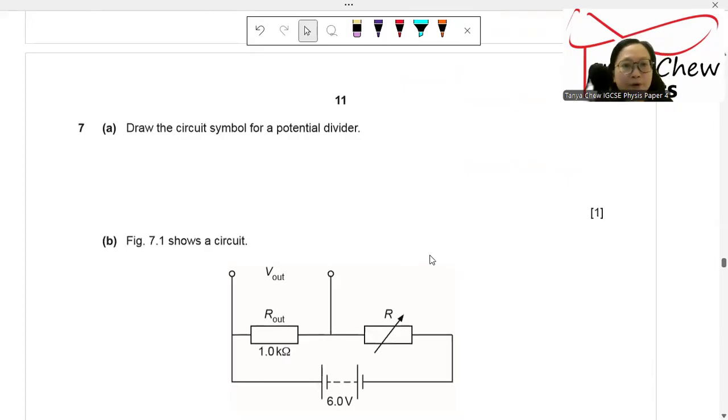Now, question number 8. Draw a circuit symbol for a potential divider. Now, you have to know that a potential divider is used to divide the voltages, right, to a certain ratio by using resistors connected in series. So the symbol of a potential divider, you can draw just one resistor, something like this. It is just like a variable resistor, but you put an arrow here because you want to alter the voltages or the PD. So this is the symbol of a potential divider.